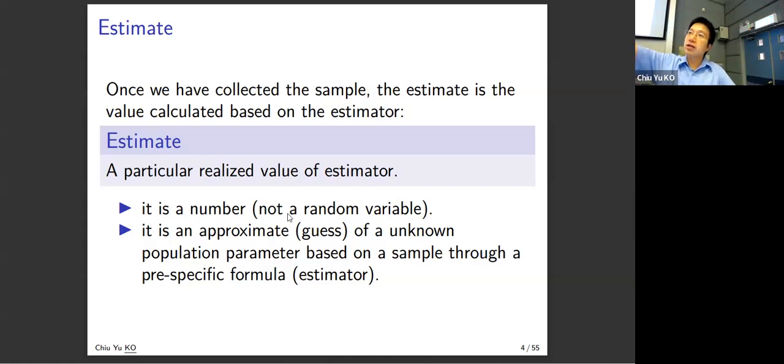Once you get data, the number is no more a random variable. Based on the estimator, you come up with the estimate, which is $20,000. This number is no longer a random variable, it's an estimate, it's a number, okay? So that's how to distinguish estimate and estimator. The estimate is the number that you actually got from your data by applying the rule. You get data, apply the estimator, you get the estimate, okay?